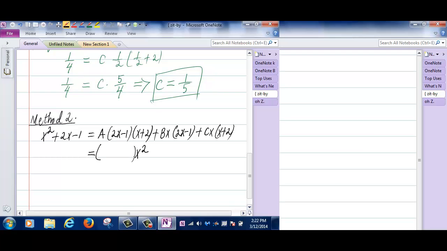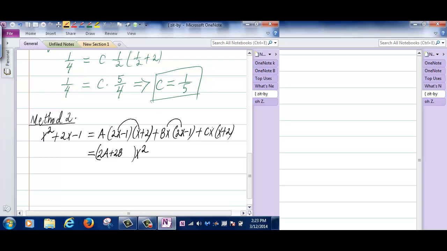Well, notice how many ways can I get x squared? From the first term, the only way you can get x squared is when you multiply 2x and x, which is 2x squared, and that will be multiplied with A. So you get 2A. Everybody realizes that. I cannot get x squared any other way from the first term. From the second term, the only way I can get x squared is if I multiply x and 2x, and then that will be multiplied by B, so I get 2B.